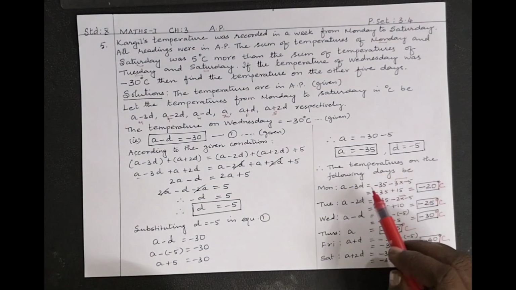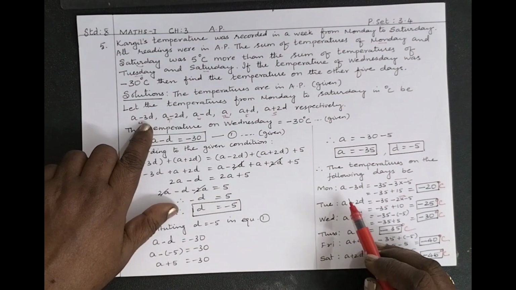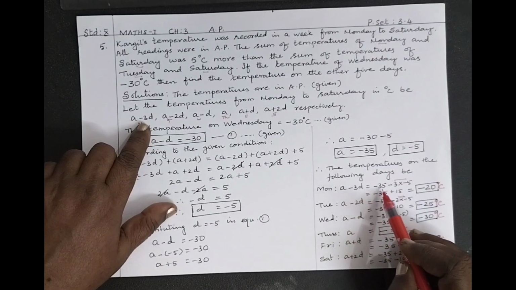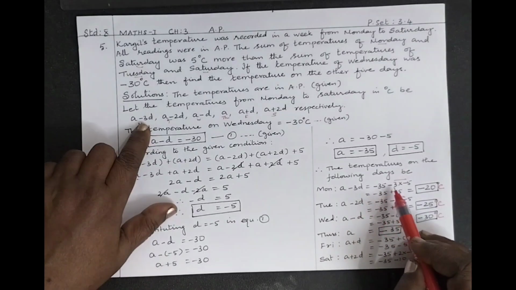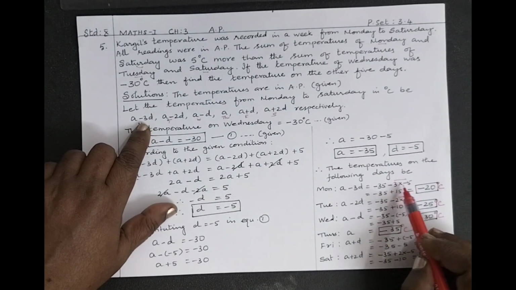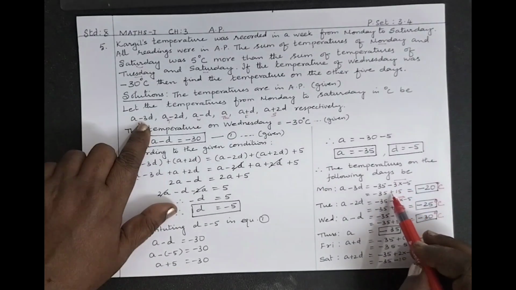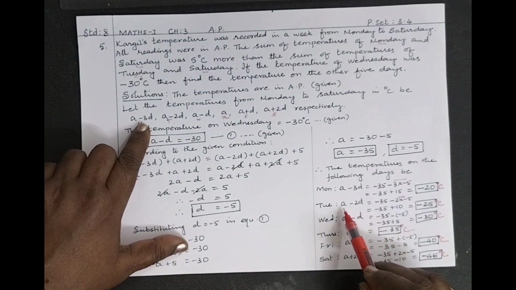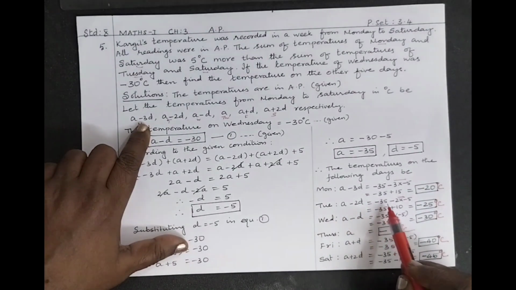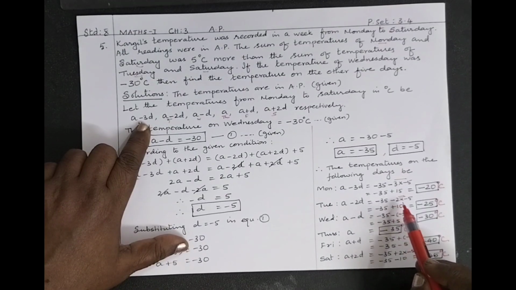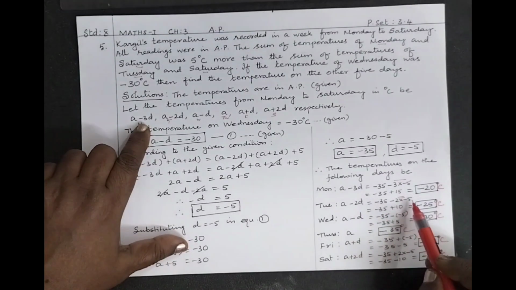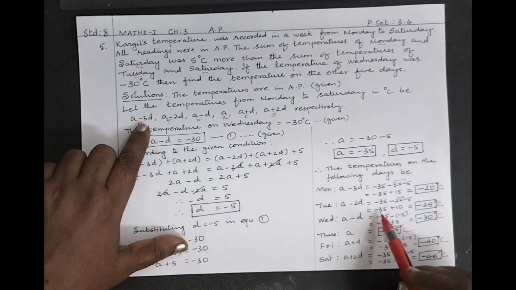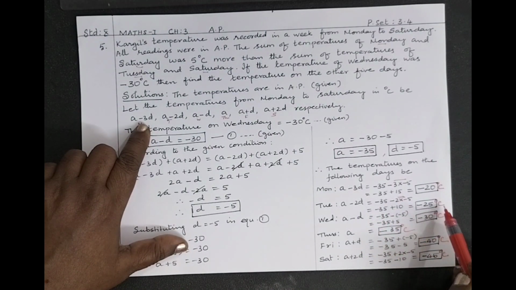Therefore the temperatures on the following days will be A minus 3D equal to what? Substitute the values: minus 35 minus 3 into minus 5. Multiply these two, first minus into minus is plus, plus 15. So minus 35 plus 15 is what? Minus 20. And A minus 2D is what? Minus 35 minus 2 multiplied by minus 5. So multiply these two first. Minus into minus is plus, plus 10. So minus 35 plus 10 is minus 25.